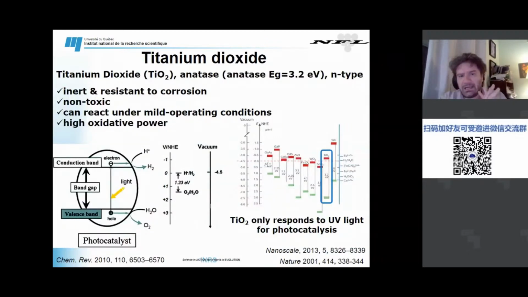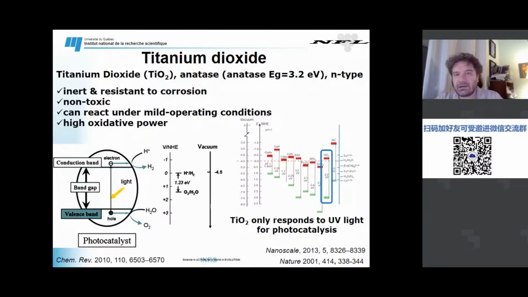So in these solar cells, we mostly focus on the photoanode, which is made of a metal oxide, typically a large band gap material, which could be titanium dioxide or zinc oxide or tin oxide. And the advantages of these materials, taking in particular titanium dioxide: they're quite inert, resistant to corrosion, non-toxic. They have a high oxidative power, and so on.